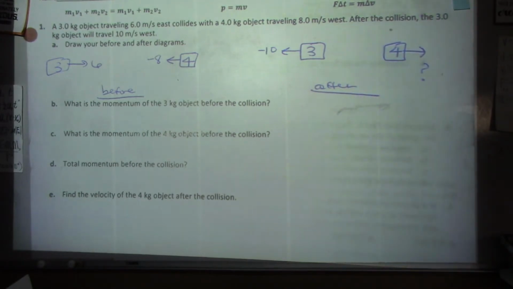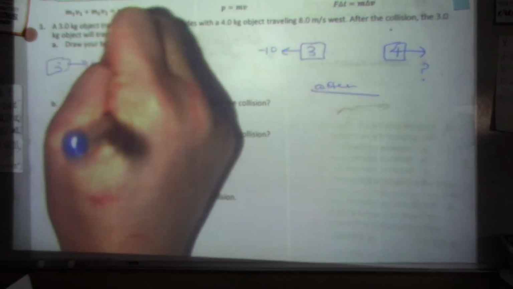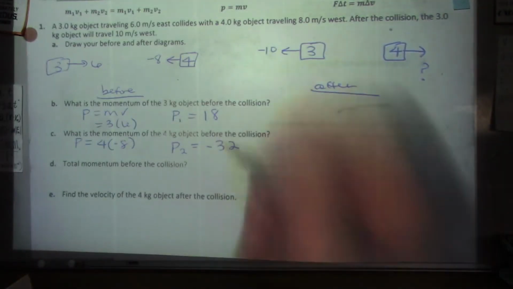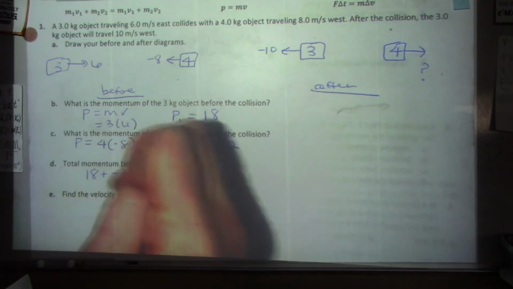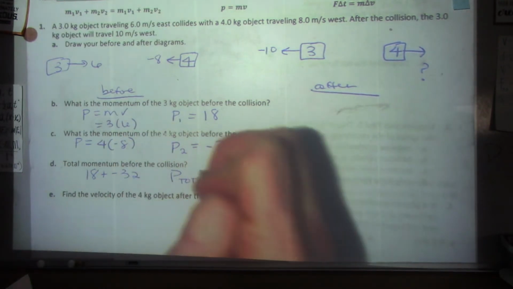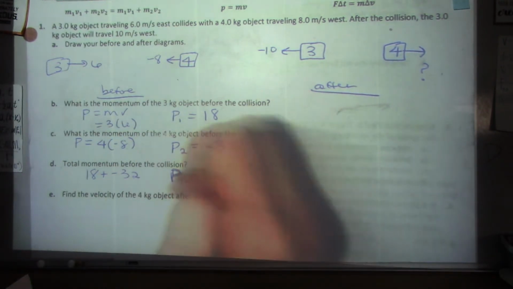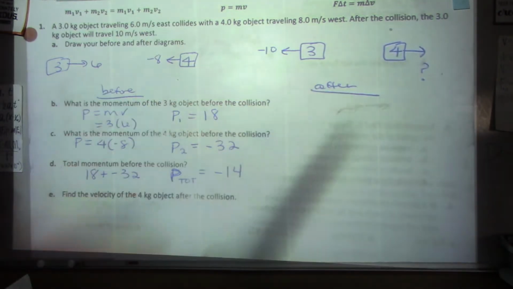But first it asks, what is the momentum of the 3 kilogram before? So momentum is just mass times velocity. Mass of 3, velocity of 6 gives me a momentum of 18. Momentum of the 4 kilogram, again, mass times velocity. Keep the negative in there because momentum does have direction. That gives me a momentum of negative 32. Total momentum is just the two of them together. So 18 plus negative 32 gives me P total is negative 14. And that just means that my total momentum is in the left direction.